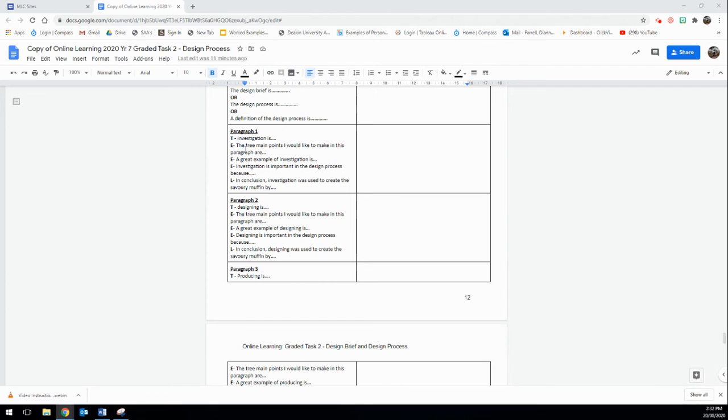Then the next part of your teal is explanation. Okay, the 3 main points I would like to make in the paragraph are, and then you're going to write them in here. Then you're going to give me some evidence. Okay, a great example of investigation is, and you're going to use evidence from your investigation of this savoury muffin.